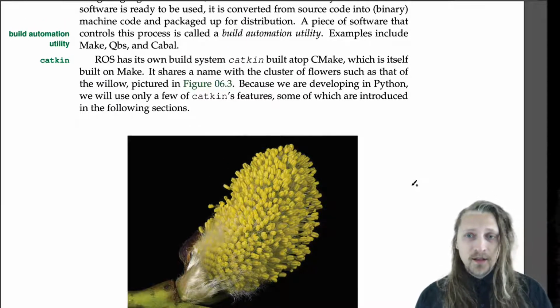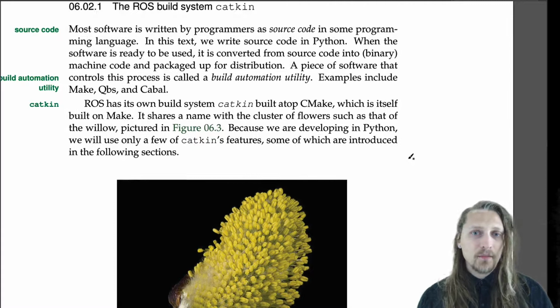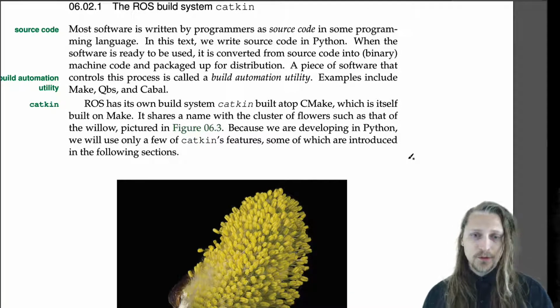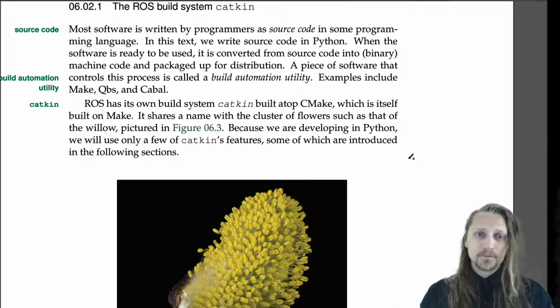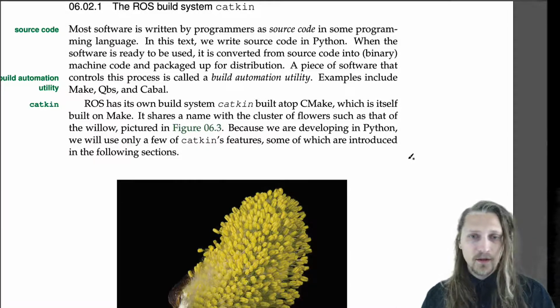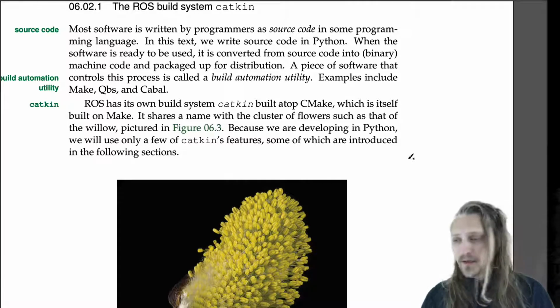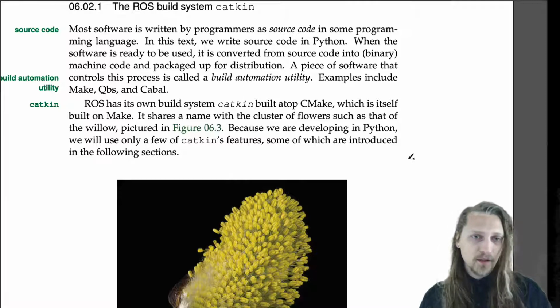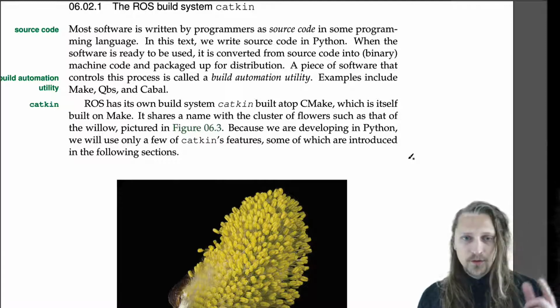Because we are developing in Python, we will use only a few of catkin's features, some of which are introduced in the following sections. So think of this build automation utility as something that's going to package up, distribute, or package up for distribution our catkin packages, and get them all set up for us so that we're ready to write our code. When we write in ROSPy in the Python environment, we end up not having to do a lot with catkin. We just need to use a few of its features.